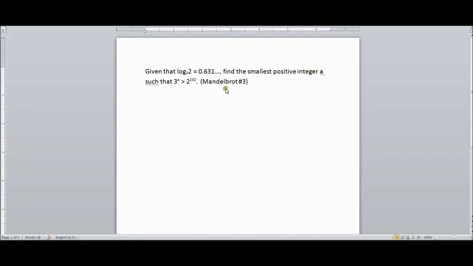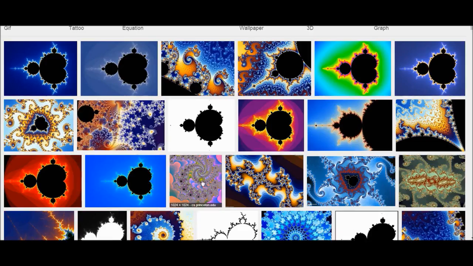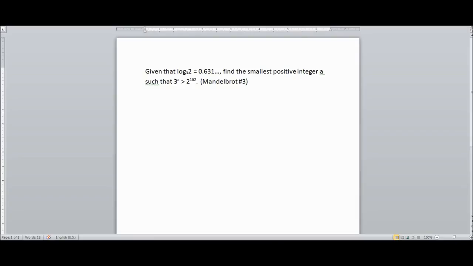This is from the Mandelbrot number 3, which by the way is named after the Mandelbrot set, but that's for a different time. Okay, so we've got a couple of key words in this problem. We've got smallest, we've got positive, and we've got, of course, greater than. No, not equal to.